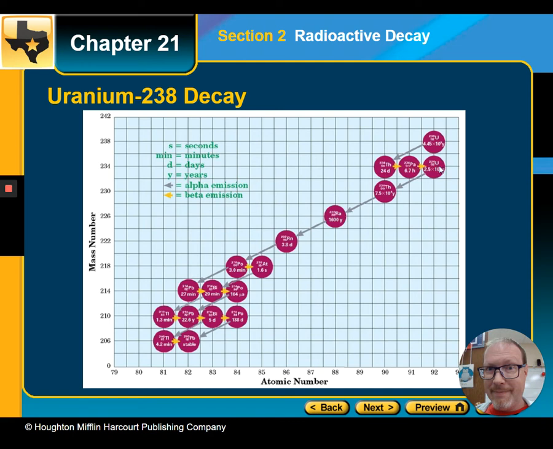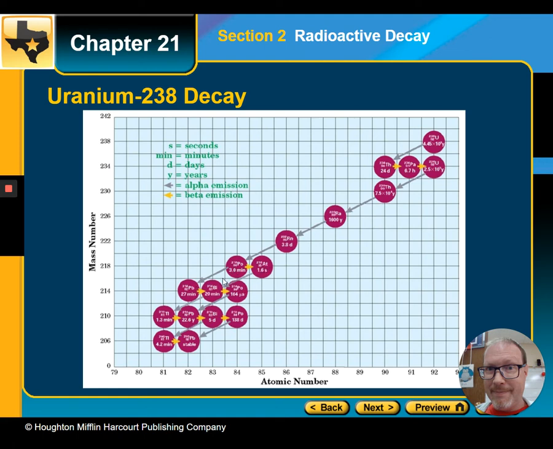Then it will go through another alpha decay to become thorium, and another alpha decay to become radium, then another alpha decay to become radon. We'll go through another alpha decay to become polonium. Now at this point, it could either go through a beta decay and then work its way down this way, or it could go through another alpha decay.